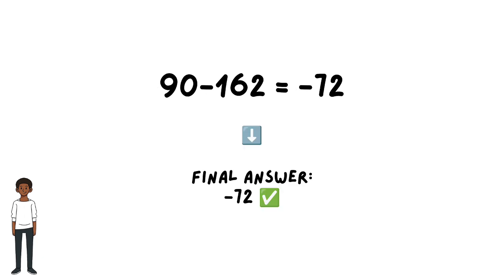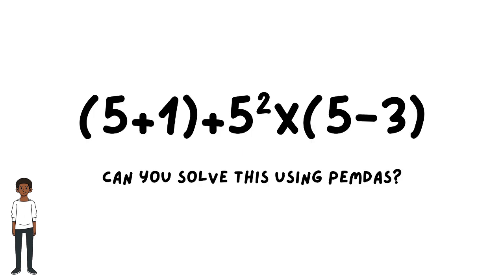Step 4. Subtract 162 from 90. 90 minus 162 equals negative 72. So our true final answer for question 1 is negative 72. Now let's move on to our second problem. (5 plus 1) plus 5 squared times (5 minus 3).